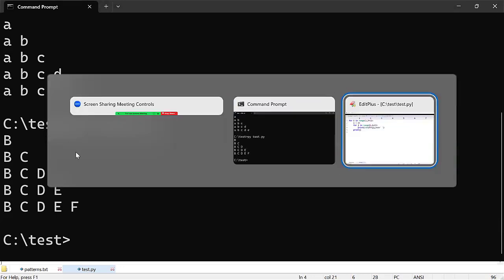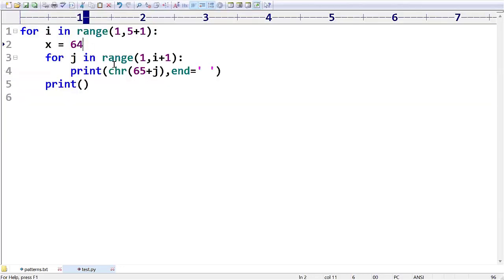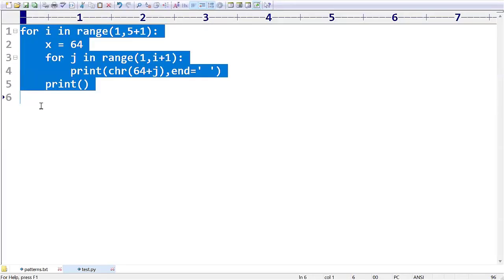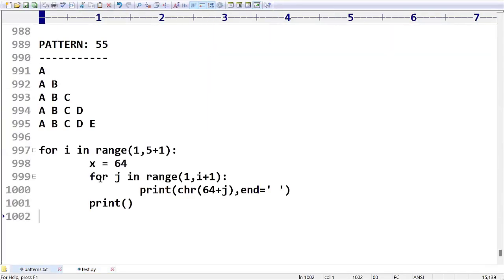That means it starts from 65. If you take 65 plus 1, that is 66, which will become capital B. So it is the same as the previous program, but in place of lowercase alphabets, we are printing uppercase alphabets. Beyond that, nothing. I think you people understood how we are going to generate this particular pattern also, right?